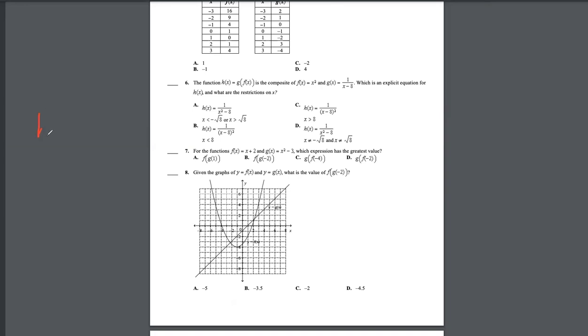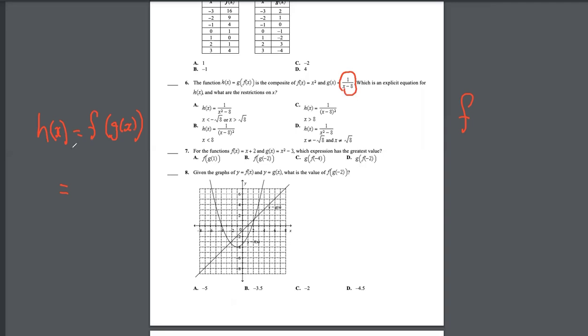Okay, so if h of x, I'm gonna do something different. If h of x, am I recording? Okay, yeah. If h of x equals f of g of x, then what you're doing, f of g of x, it means f of g of x is this, okay? That's what g of x.